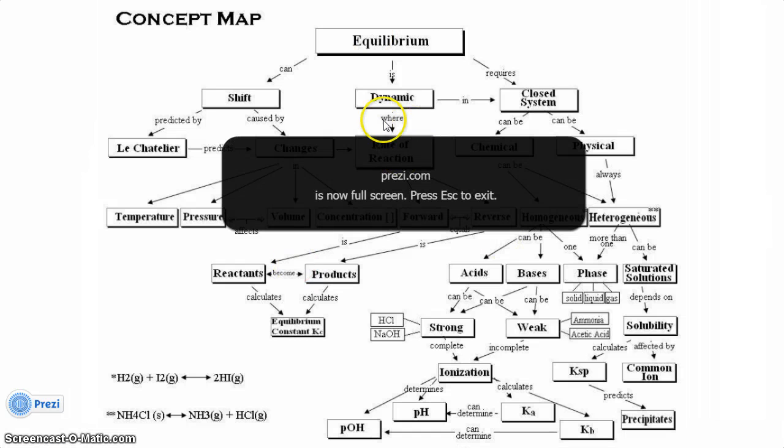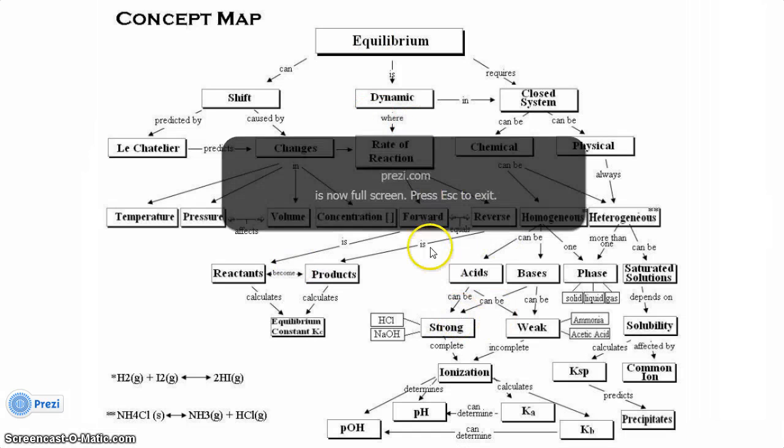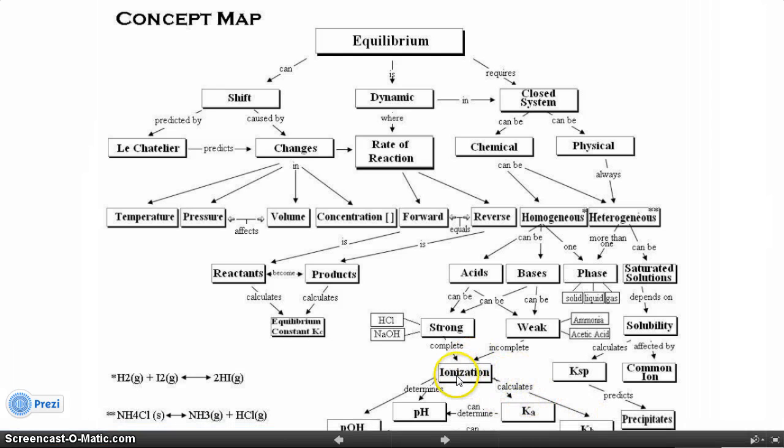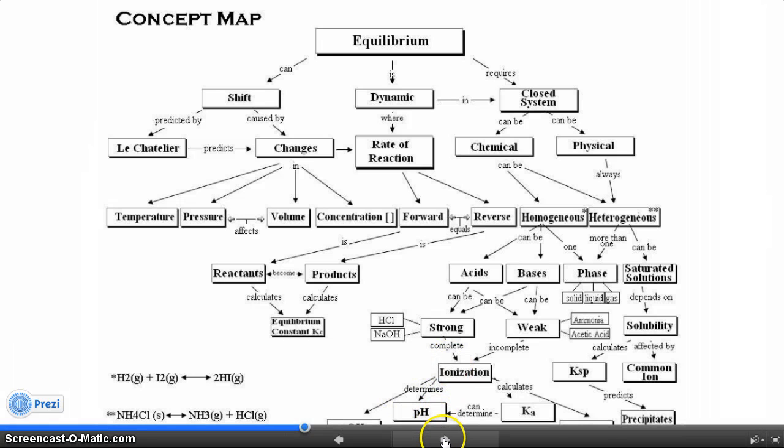As you can see from this concept chart, a homogeneous solution can be an acid or base, and the acid can either be strong or weak, and so can the base. And it tells you that strong ones can ionize completely while weak ones can't ionize completely. And from that, you can calculate Ka, Kb, pH, and pOH.